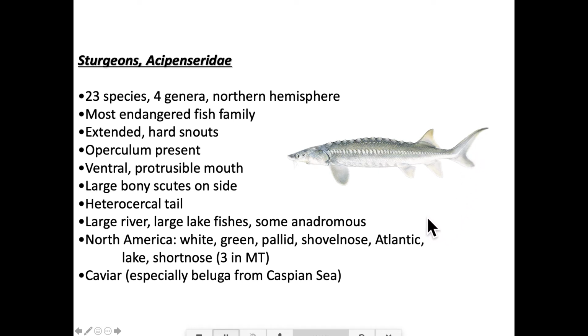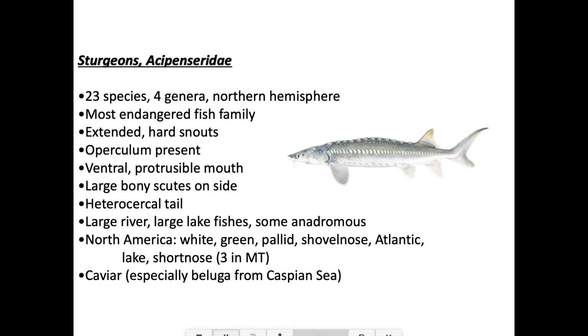They are a large river, large lake fish, and some of them are even anadromous. Remember what that anadromous word means, similar to what salmon do. In North America, we have white, green, pallid, shovelnose, Atlantic, lake, and short-nosed sturgeon. 3 of those are in Montana. The sturgeons are known for their caviar, especially the beluga sturgeon, which is from the Caspian Sea. You should read textbook section 16.6 to learn more about the sturgeons.